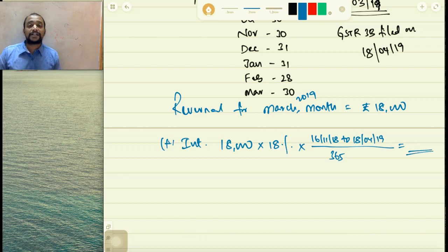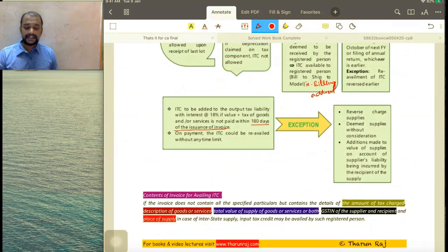But for payment of interest I cannot use the credit ledger, remember. For payment of interest I have to pay out of the cash ledger. The electronic credit ledger cannot be used. Only the electronic cash ledger can be used for payment of interest. But for this reversal of 18,000, I can use the electronic credit ledger. So that is this: ITC to be added to the output tax liability with interest at 18% if value plus tax on goods and or services is not paid within 180 days of the issuance of the invoice.